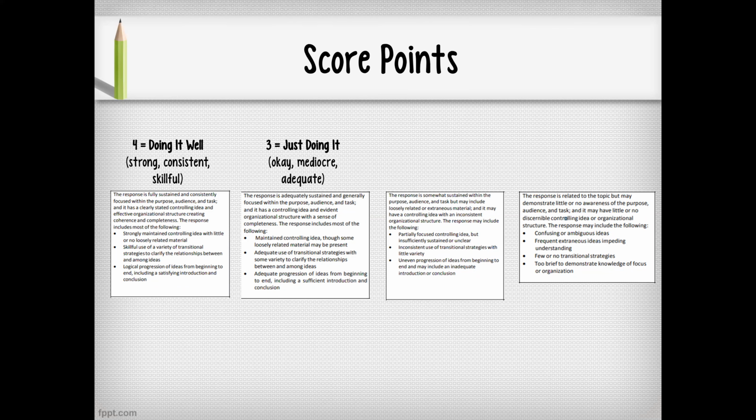Think of Nike, just do it. It's okay, it's mediocre, it's adequate. But what's really interesting to know about a 3 is that this is actually meeting proficiency of the grade level standards. So when you want to know what is proficient by the state, it is a 3 in PFO and a 3 in evidence and elaboration. So you may be thinking to yourself, how is a mediocre or an adequate response meeting the proficiency of the standards? Well, that's the language of the standards.